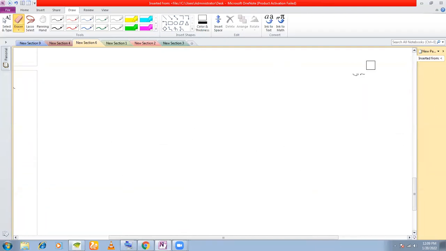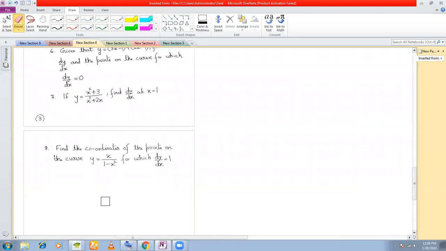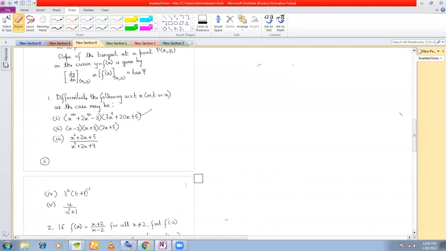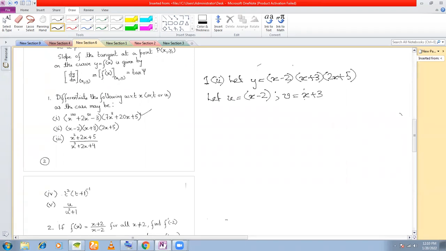The next sum that you have here, question number 1, part 2. If you see, you have a product of 3 polynomials here. You have x minus 2 into x plus 3 into 2x plus 5. Now you can use your UVW rule here. So let u is equal to x minus 2, v is equal to x plus 3, and w is equal to 2x plus 5.